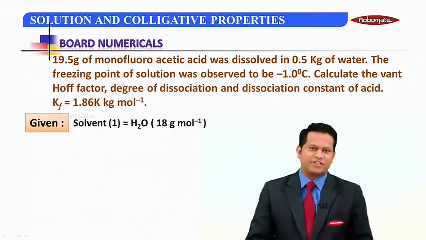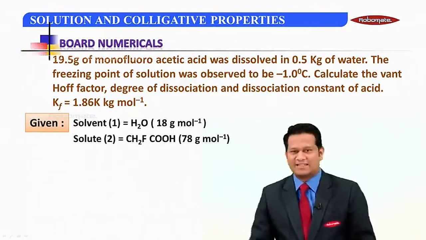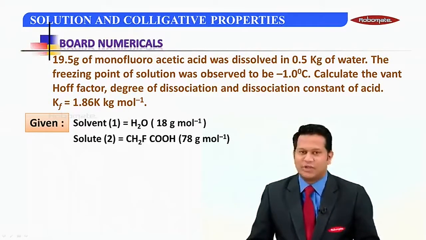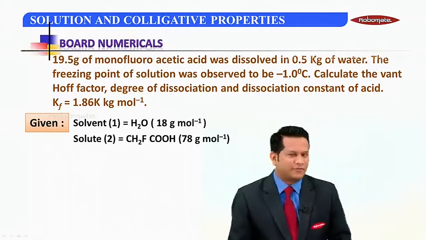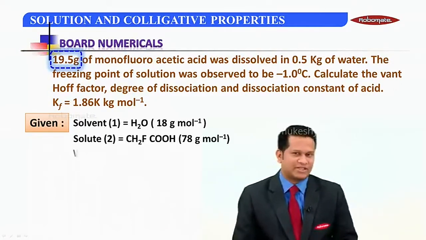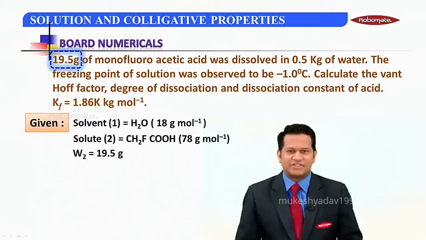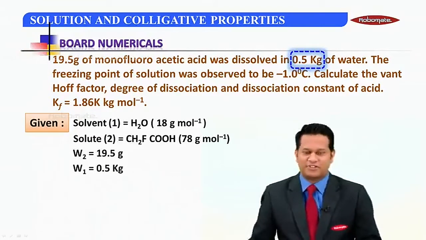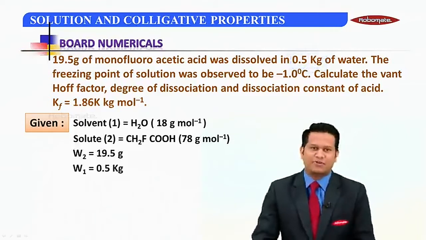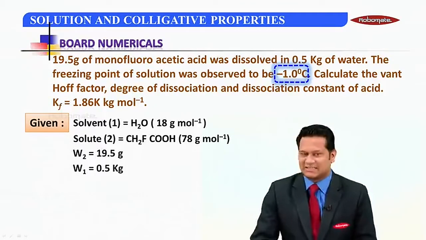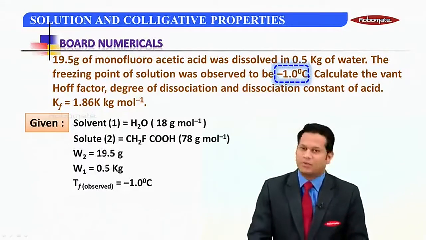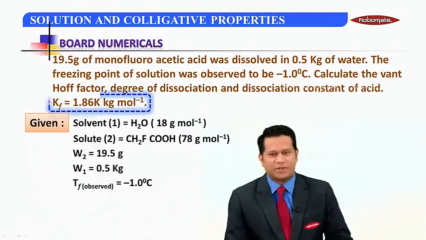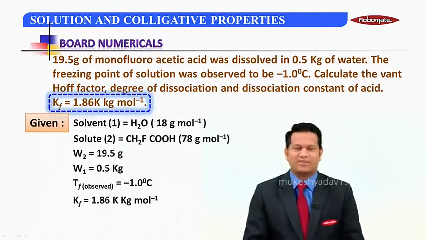Given the solvent is water and the solute is monofluoroacetic acid, its molar mass is 78 g mol⁻¹ and the formula is CH2FCOOH. Now the first thing given is 19.5 g, which is W2. The second thing given is 0.5 kg of water, which is W1. They have given the freezing point of the solution, -1 degree Celsius, that is Tf observed. Also they have given the value of Kf, which is 1.86 K kg mol⁻¹.